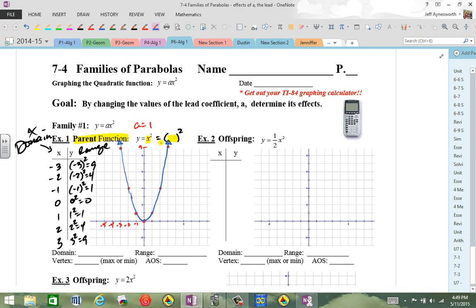All right. So we got this parabolic curve called a parabola. All right, it's called a parabola. That's what it's called. And notice that it has a very certain characteristic.